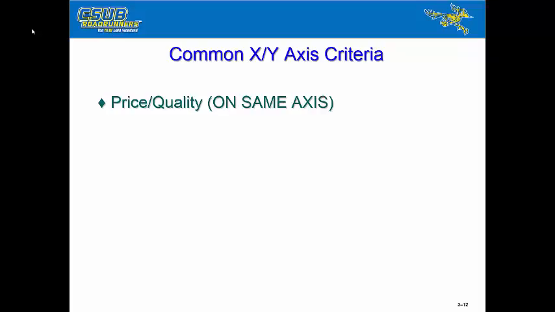Yep. So price always tends to go up as quality goes up. So I already know beforehand that it's going to be a graph that looks like this. I want information that's not obvious.